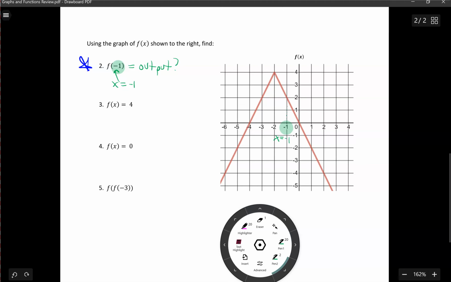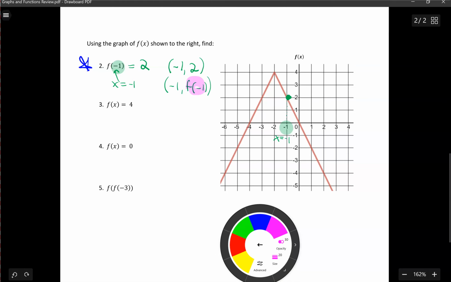And if I go up and hit my graph, remember that graph is a visual representation of all the solutions to the function, all the inputs and the related outputs. So if the input is -1, the height of the graph is 2. So I would say that the output is +2. And we can represent that as the ordered pair (-1, 2), or (-1, f of -1), because the output we get when we put -1 into the function is a height of 2. So those are interchangeable. Anywhere I see an f of -1, I can erase it and replace it with the output 2.